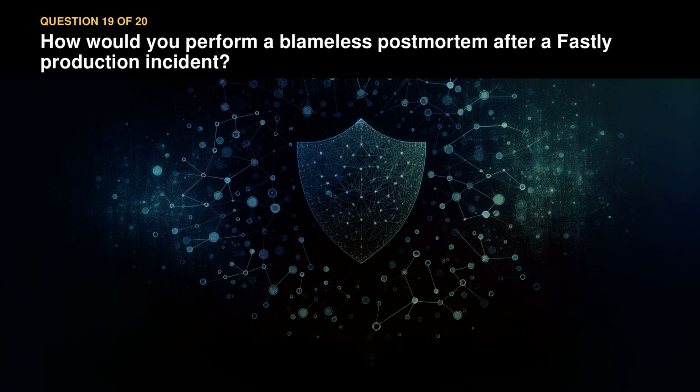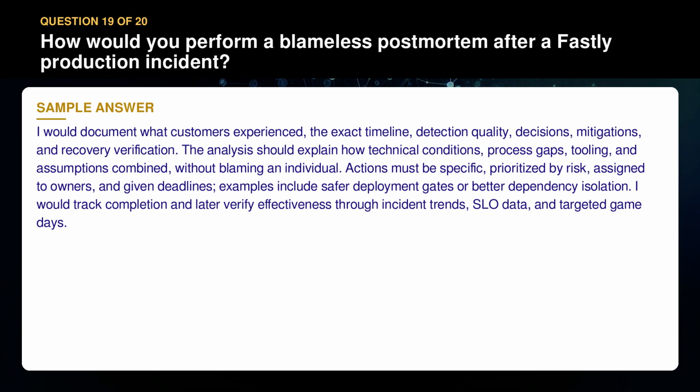Question 19. How would you perform a blameless postmortem after a Fastly production incident? I would document what customers experienced, the exact timeline, detection quality, decisions, mitigations, and recovery verification. The analysis should explain how technical conditions, process gaps, tooling, and assumptions combined, without blaming an individual. Actions must be specific, prioritized by risk, assigned to owners, and given deadlines. Examples include safer deployment gates or better dependency isolation.